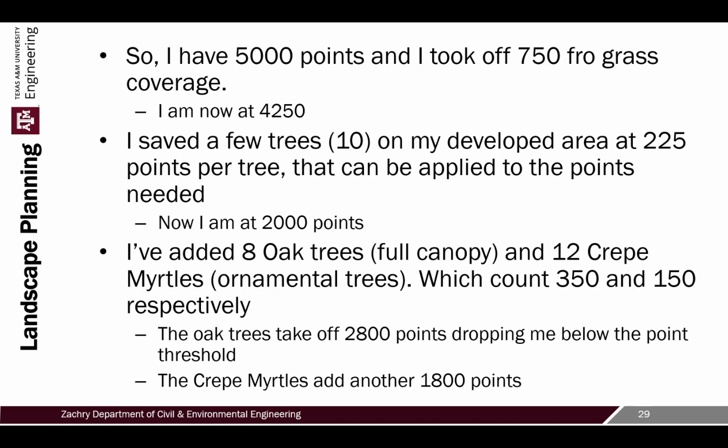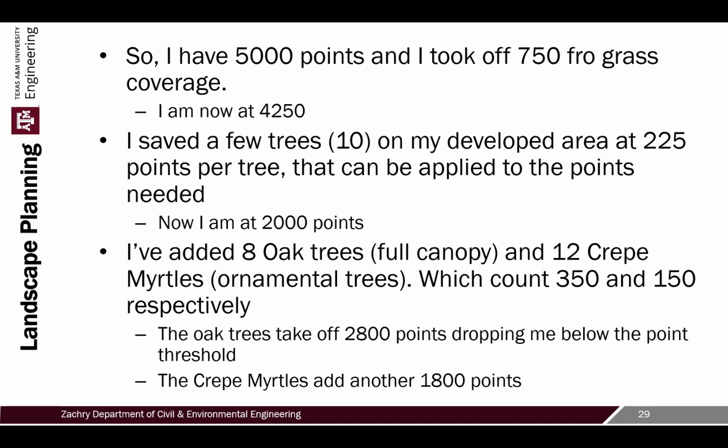So let's see what I'm going to add. Let's say I'm adding 8 oak trees. We're going to run them along the front. It'll be a nice little intro into my building and all that. And so those are full canopy trees. And then around the building, I want to have some nice looking little trees. So I add some crepe myrtles and things like that. Those count about 150 points. So you start adding those up. So 8 times 350, 12 times 250, and you start subtracting that from your total.